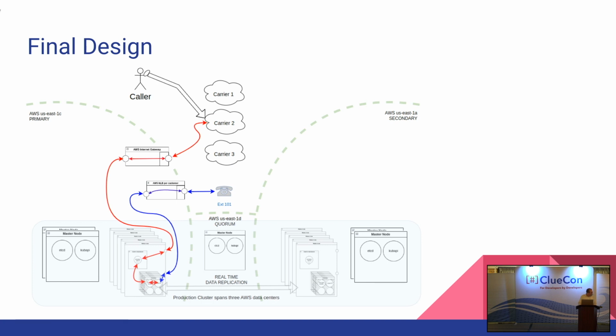So the final design turned out to be this. I don't know if you can see it, but there's kind of a cloud around this whole bottom area, which is meant to represent the Kubernetes cluster that we've built. The cluster spans 3 different AWS data centers. So there's one on the left here, which we're calling our primary. There's the secondary data center. Both of them are actually in US East, but they're 2 different data center zones. And then a third, also in US East, for quorum.